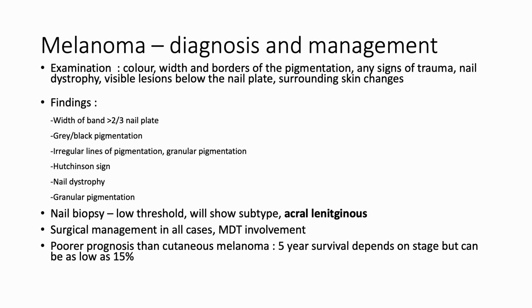In general, subungual or ungual melanoma has a poorer prognosis than cutaneous melanoma, as it is often misdiagnosed or diagnosed late. The main prognostic factor for metastasis is thickness of melanoma at primary excision.